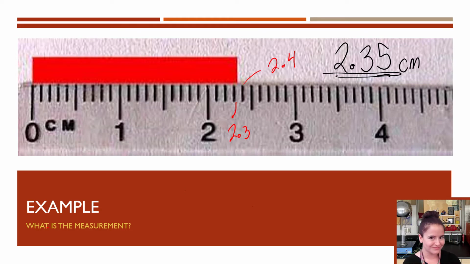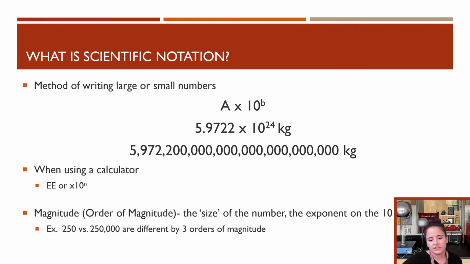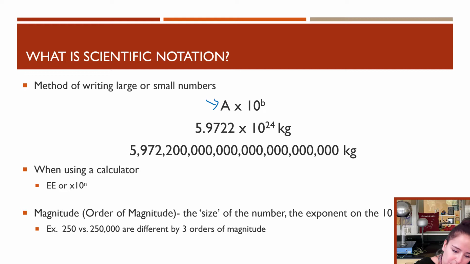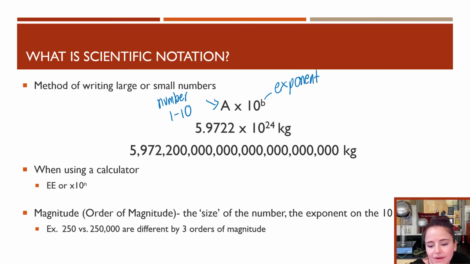Okay, cool. So, in physics, we're often going to be working with really, really big or really, really small numbers. Now, scientific notation is just a method of writing that in this format, A times 10 to the B. Now, when we do this, A will always be a number between 1 and 10, and B is the exponent. It's how many times you either have to multiply or divide that number in order to get your actual answer.